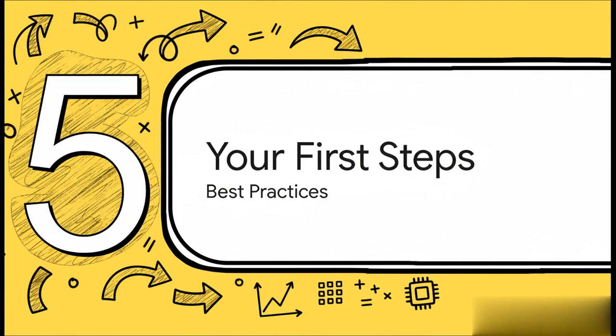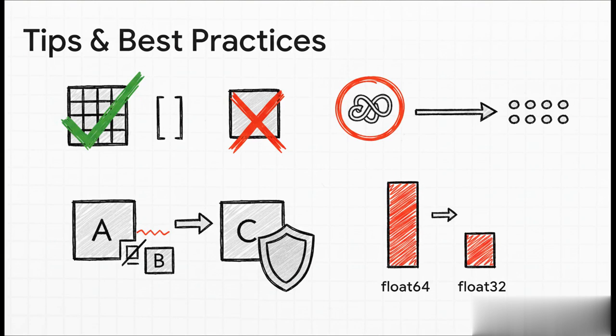NumPy is powerful. So how do you get started without tripping over some of the common pitfalls? Let's talk about a few best practices to get you going. Okay, rule number 1, and this is a big one. If you're doing math, use arrays. Just don't use Python lists. Second, always try to think in a vectorized way. If you start writing a for loop, stop and ask, is there a NumPy way to do this?